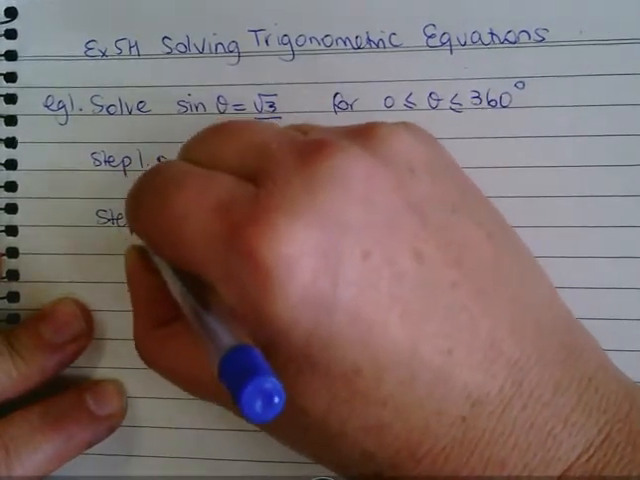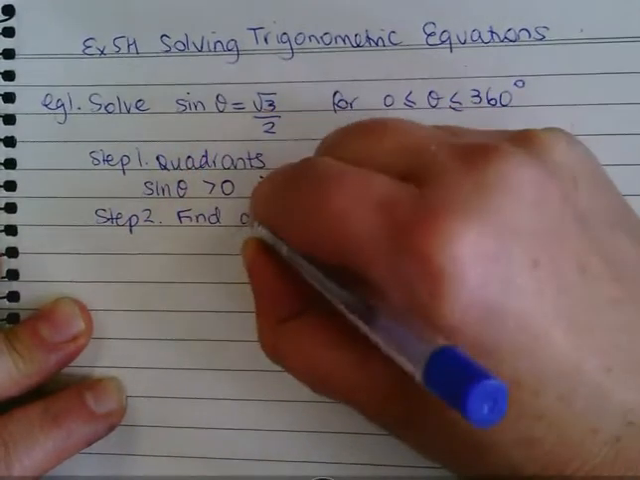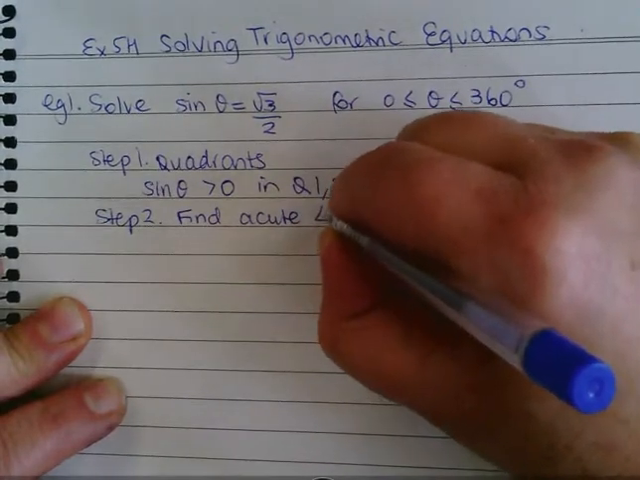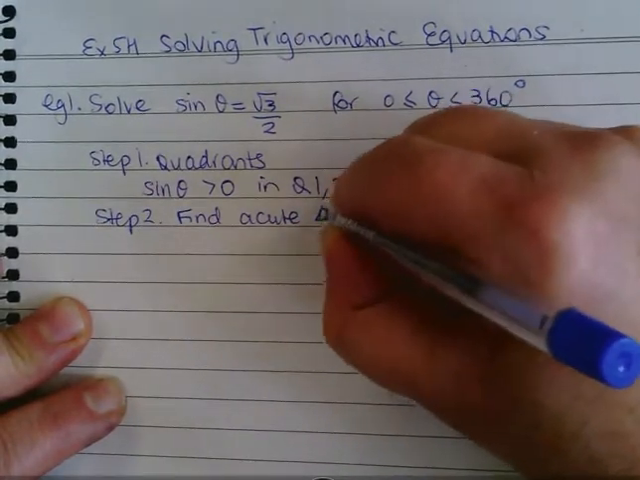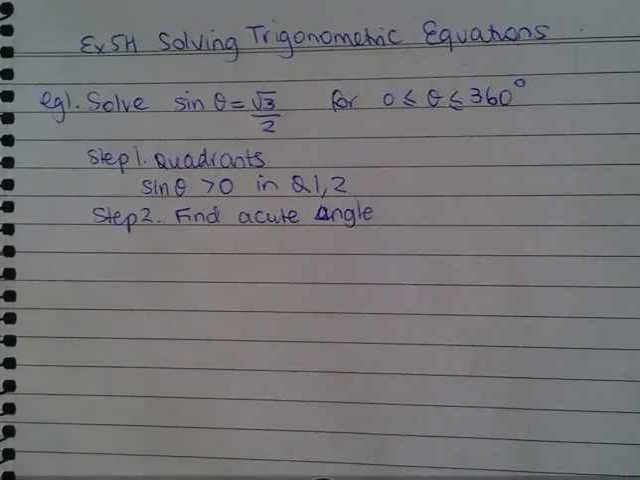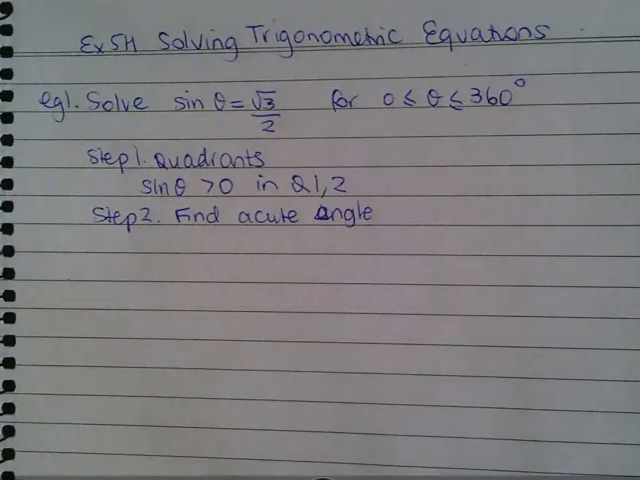Step 2 is to find the acute angle. Okay, don't worry that it's quadrants 1 and 2. You just say sine of what is √3 on 2. This is one of the exact ratios. Is it sine 30, sine 45, or sine 60?